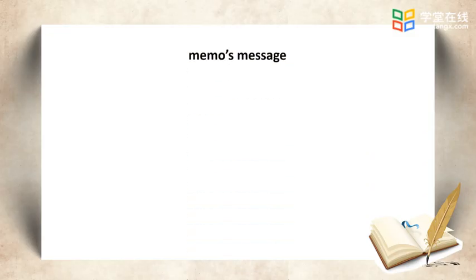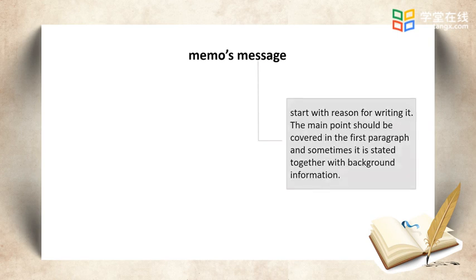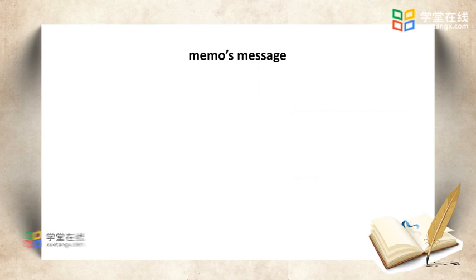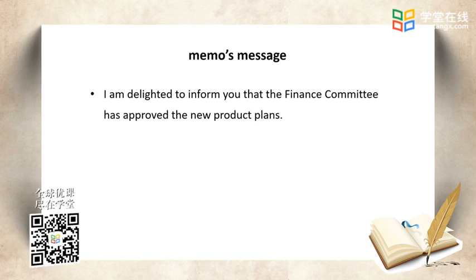Now, let's move on to the memo's message. A memo should start with your reason for writing it. The main point should be covered in the first paragraph, and sometimes it is stated together with background information, such as a brief summary of a problem. For example, I am delighted to inform you that the Finance Committee has approved the new product plans.